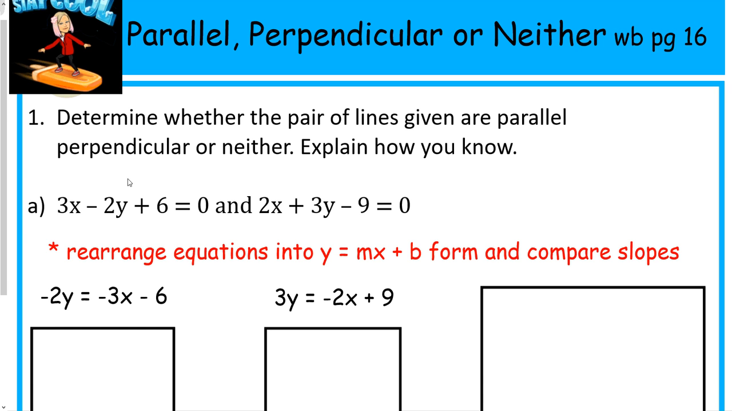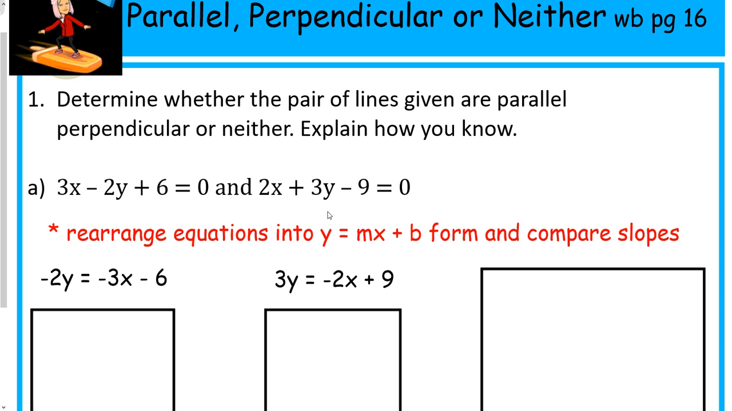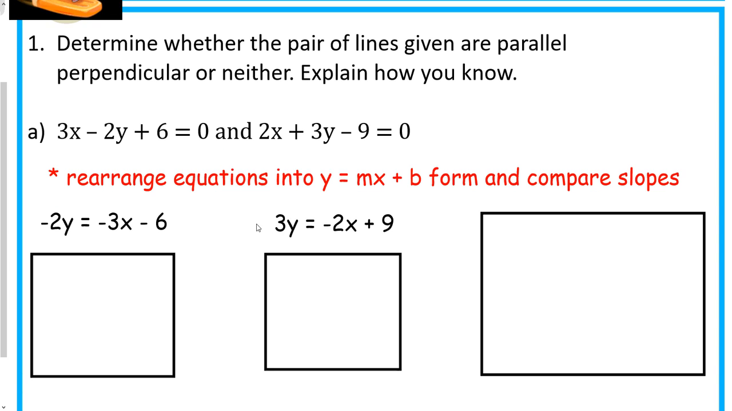All right, next question. Determine whether the pair of lines given are parallel, perpendicular, or neither. Explain how you know. All right, so you're given two equations in standard form, and in order to be able to check if they're parallel, perpendicular, or neither, you've got to take a look at their slopes. Well, you can't see what their slopes are by looking at them in this form, so let's change them to y equals mx plus b first, and then we can compare their slopes.